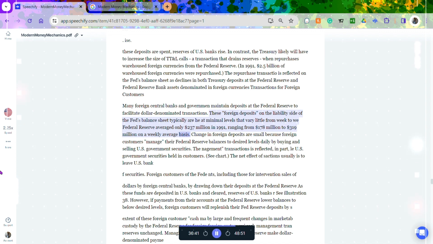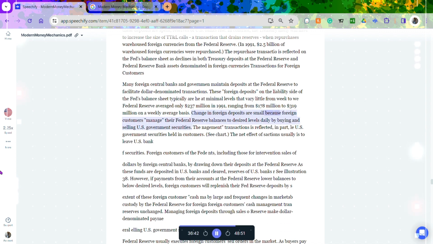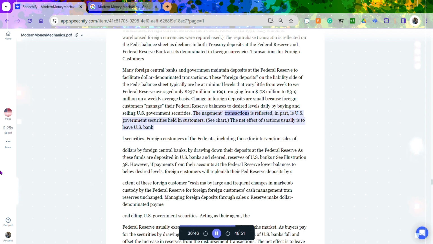Changes in foreign deposits are small because foreign customers manage their Federal Reserve balances to desired levels daily by buying and selling U.S. government securities. The management transactions are reflected, in part, in U.S. government securities held in custody for customers. See chart. The net effect of these transactions usually is to leave U.S. bank reserves unchanged.